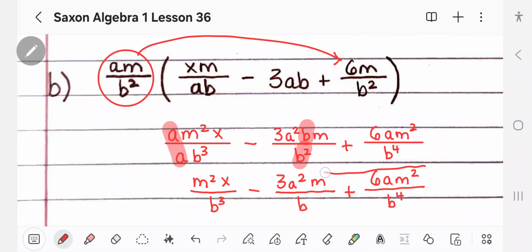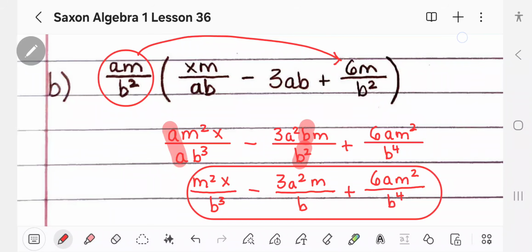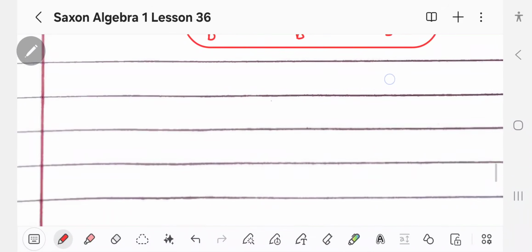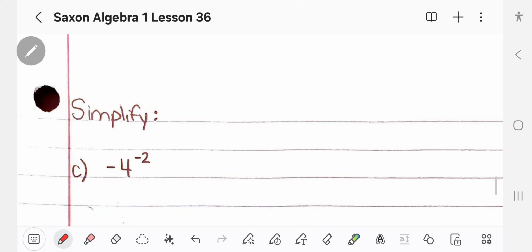So this should be our final answer. Okay, then we're going to move on to simplifying some negative exponents. Maybe some negative bases, and then thinking about it also as an opposite.